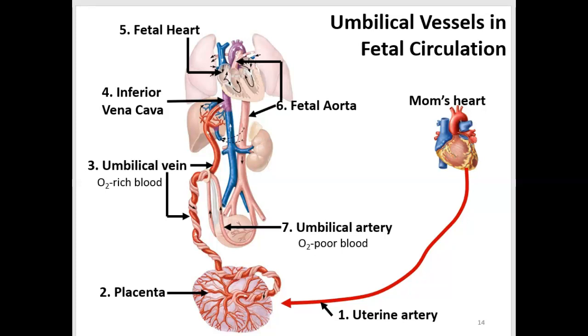The umbilical vein then merges with the fetus's inferior vena cava, which is carrying deoxygenated blood from the fetus's tissues back to the heart. The inferior vena cava is labeled number 4 in the diagram. In this way, some oxygenated blood is delivered to the fetus's heart so that it can be pumped throughout the systemic circulation of the fetus.